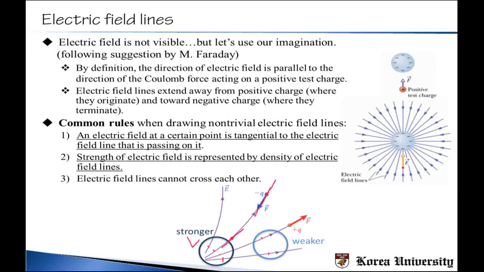And then the third law is that electric field lines cannot cross each other. It is because at any point, the tangential line to the electric field line represents the direction of the electric field. But if two lines are crossing, then which line you have to make tangential becomes ambiguous. So remember that electric field lines will never cross each other.